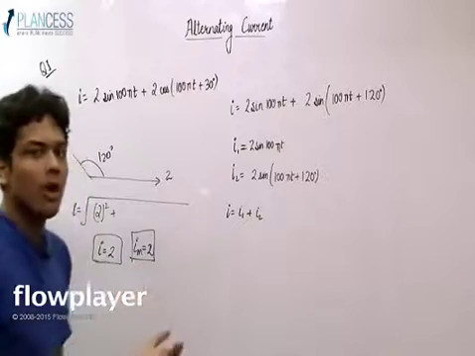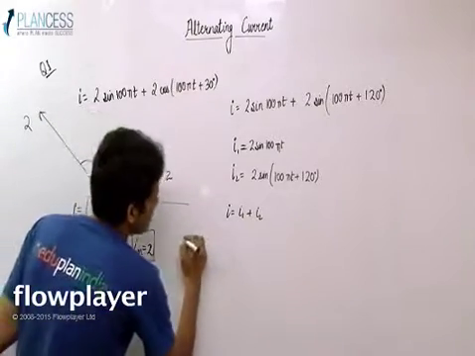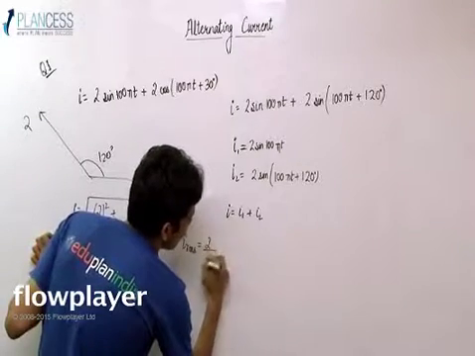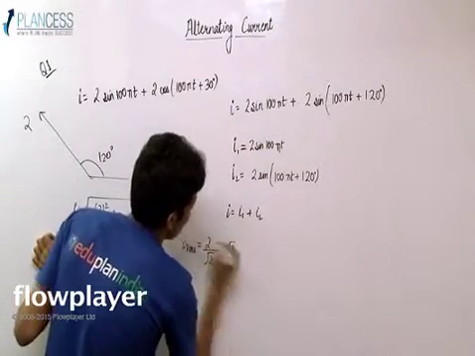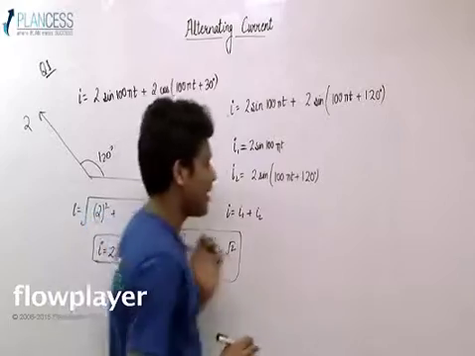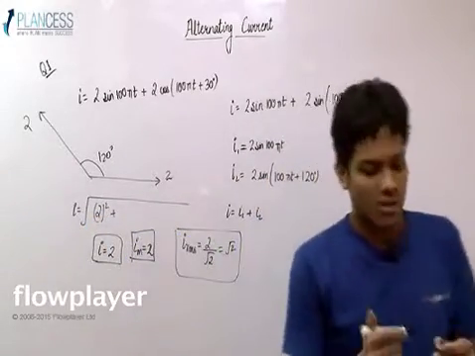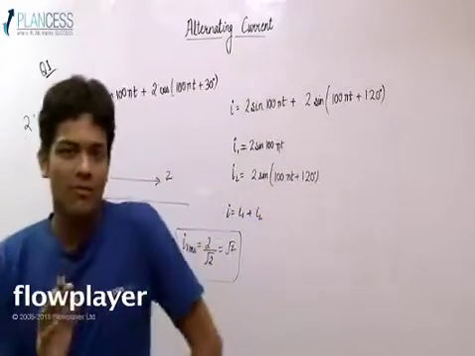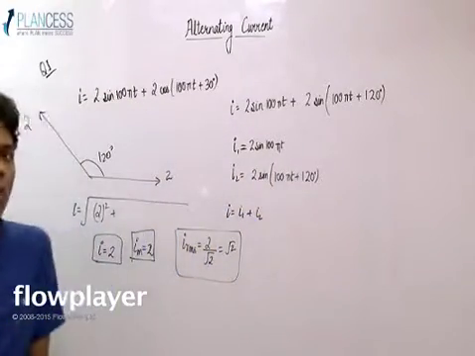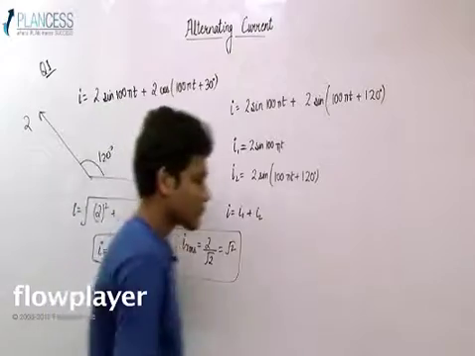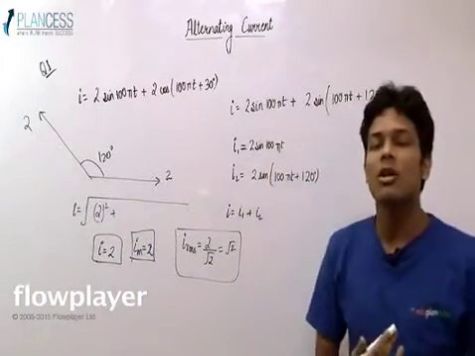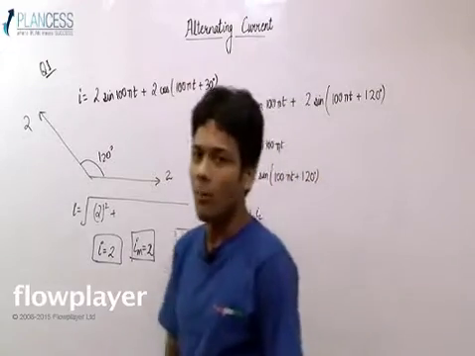So if the maximum value comes out to be 2, we can say that IRMS has to be equal to 2 upon root 2, which is equal to root 2. Okay. Now think for a second: can we say that IRMS for a time period is I maximum upon root 2? We derived this formula at the basic level, and I hope you remember that the root mean square value for any sinusoidal function is equal to maximum value upon root 2.